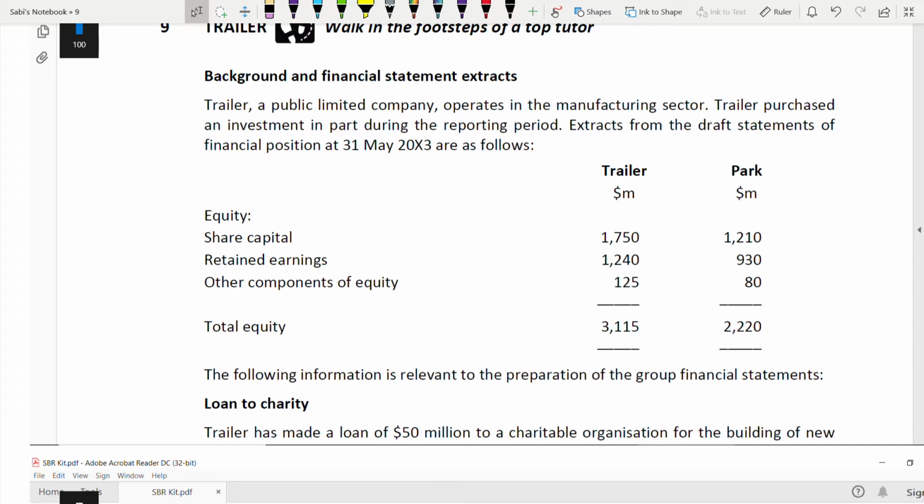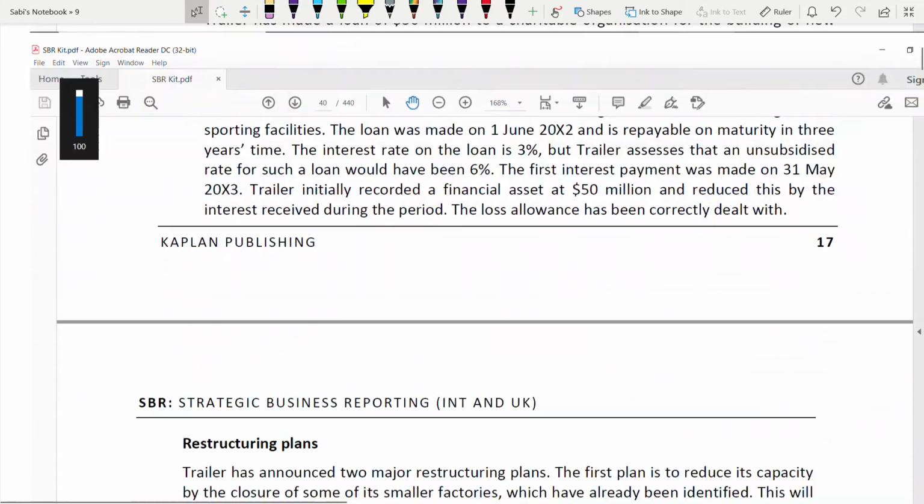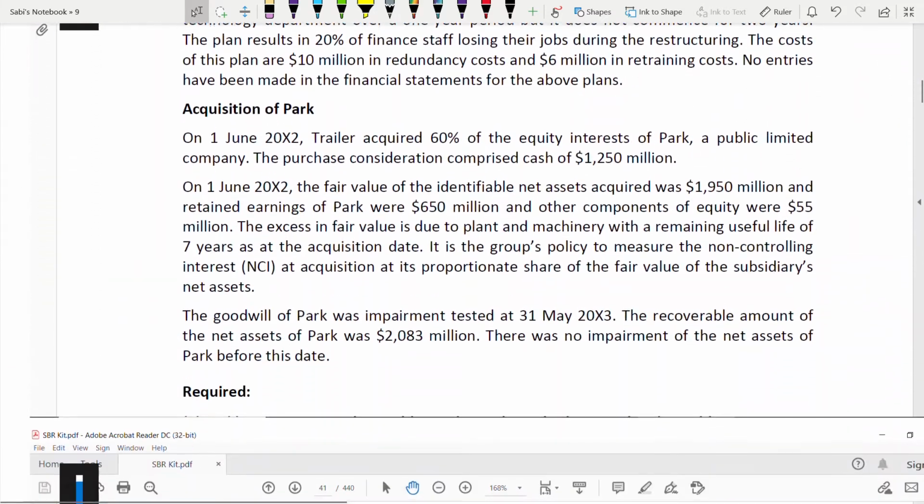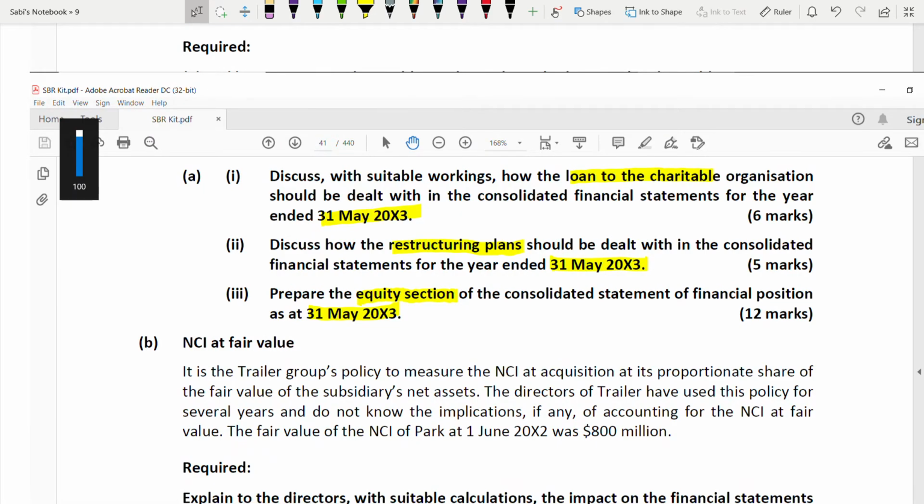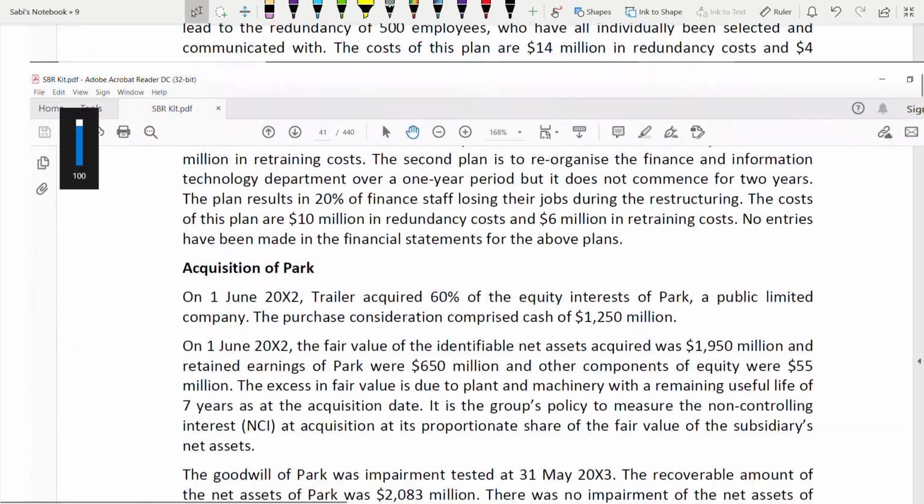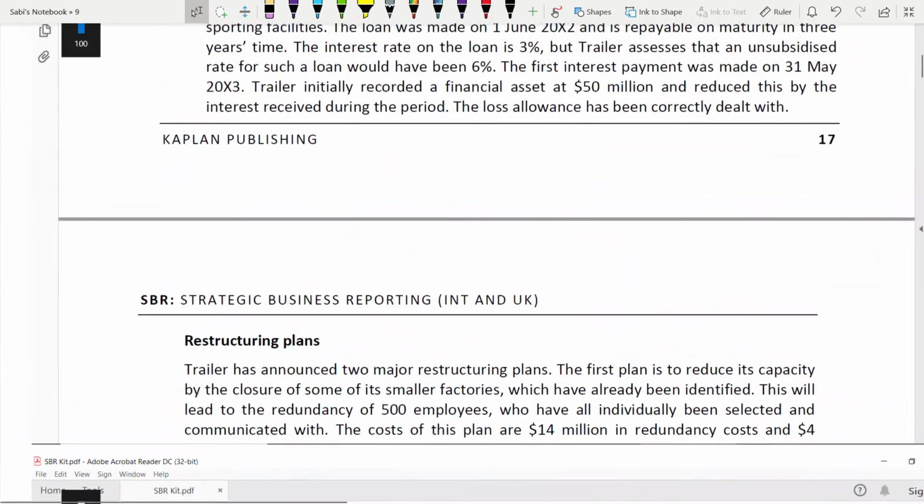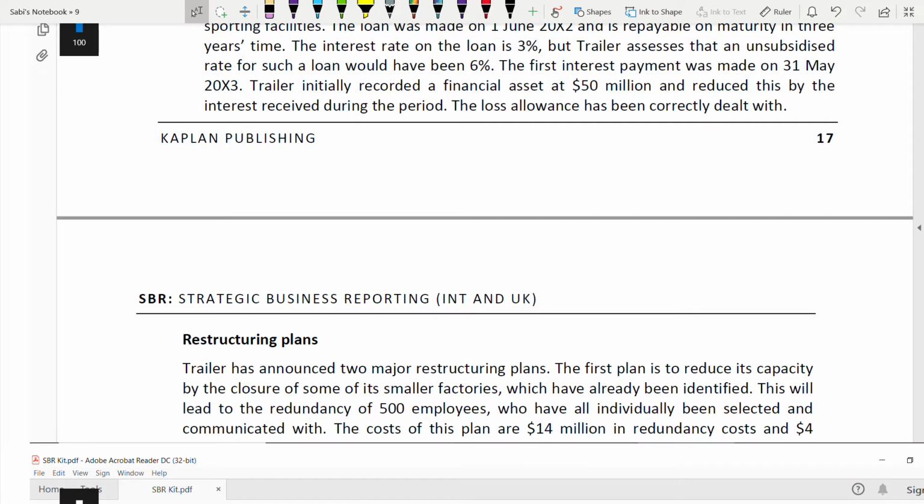The reason is because by the time you go from your first paragraph to your last paragraph, especially here, you are reading loan to charity, then restructuring plans, then acquisition of park, then also the part B, also the 4 lines, you will get confused. You will forget half of the things. Trust me, not half, 80 to 90% of the information you cannot retain, you forget.